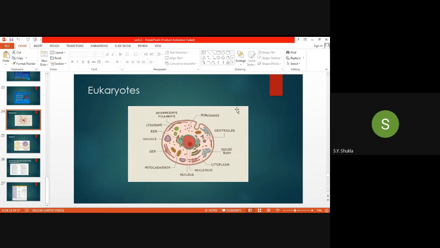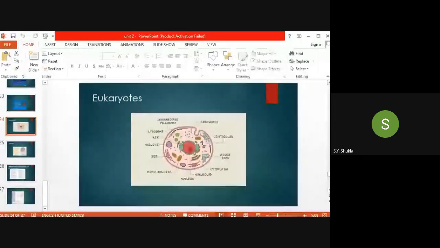Yes, Tirumala, what is the function of the ribosome? You can unmute yourself and talk to me. Yes, Shiva. Vinayak. Ribosome, what is the function of ribosome? Yes, Sakshi.